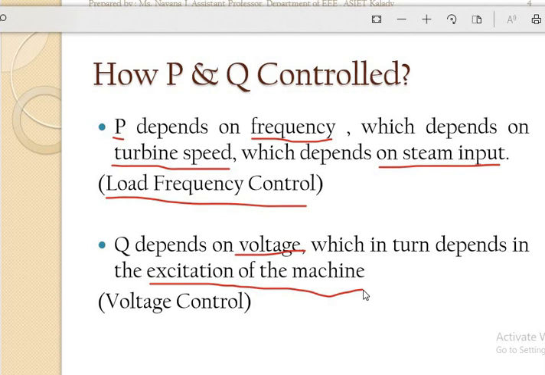So reactive power Q can be controlled by controlling the excitation of the alternator or the excitation of the machine. This control is called voltage control. I hope it is clear how we can control the active power P and the reactive power Q. Active power P can be controlled using load frequency control, and reactive power Q can be controlled using voltage control.